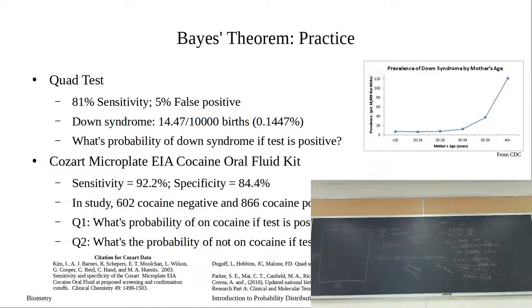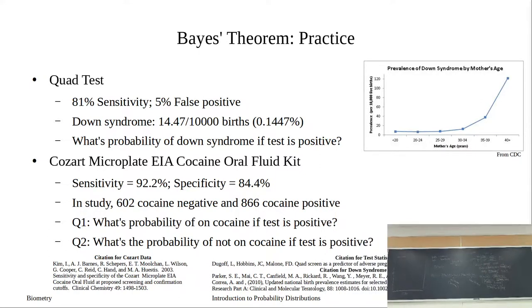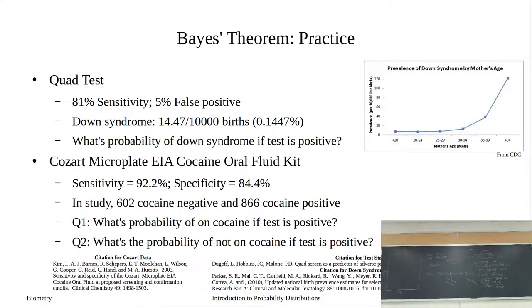Cozart Microplate EIA Cocaine Oral Fluid Kit. I am going to tell you how to get out of a traffic stop. All right. So this kit is one that was probably not, they probably don't use that. I have citations down here. You can check it out.